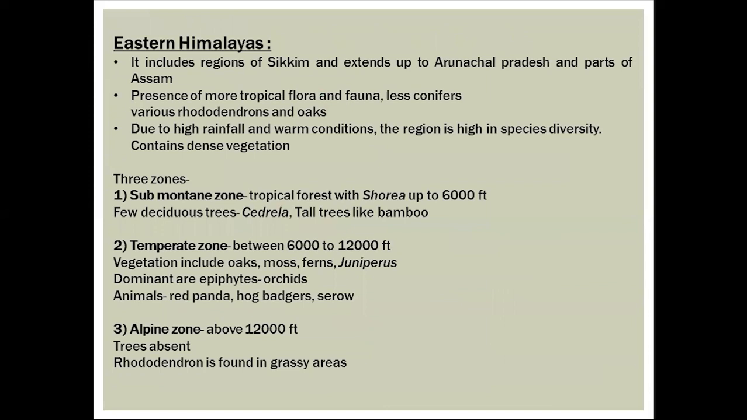Then the Eastern Himalayas. Eastern Himalayas is a region where there is high rainfall and warm conditions, and also high species diversity. There is dense vegetation, less of coniferous trees, more tropical flora and fauna. So again, there are three zones: submontane, temperate, and alpine zone. At the alpine zone, mostly rhododendrons are found.